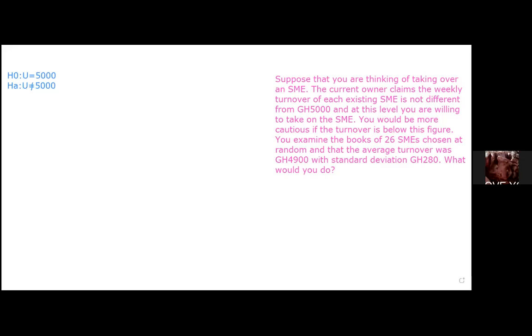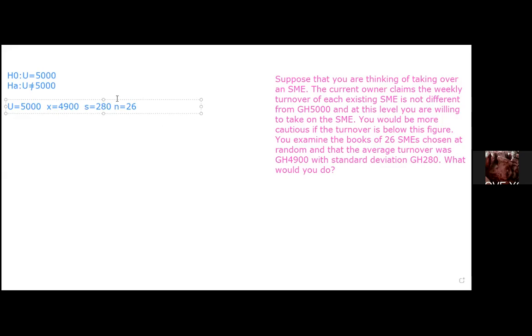Now, step two is to what? Calculate the test statistic. Now, before you calculate the test statistic, please make sure in exams you always write down the parameters. So mu is 5,000. X bar is 4,900. Standard deviation is 280. N is 26. Please make sure in exams you always write these things.